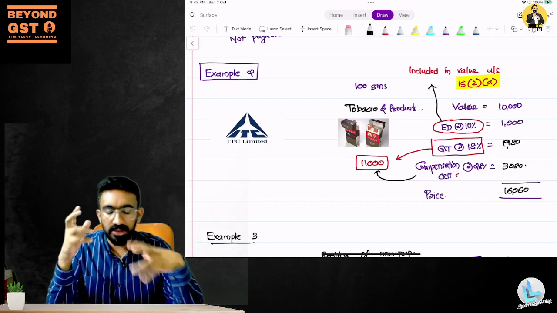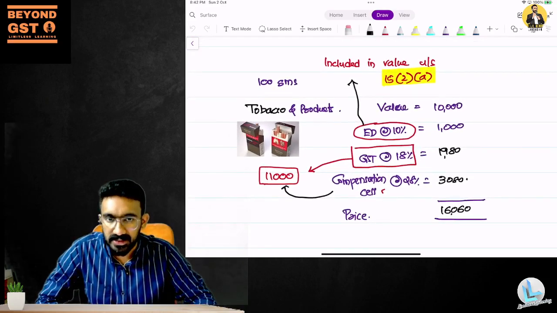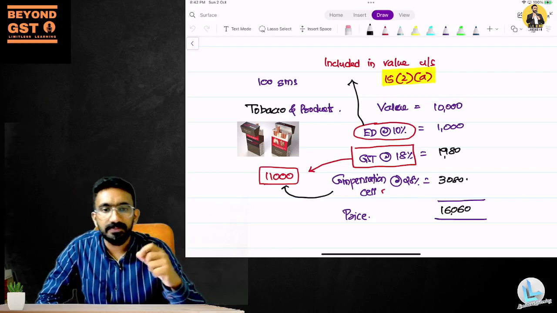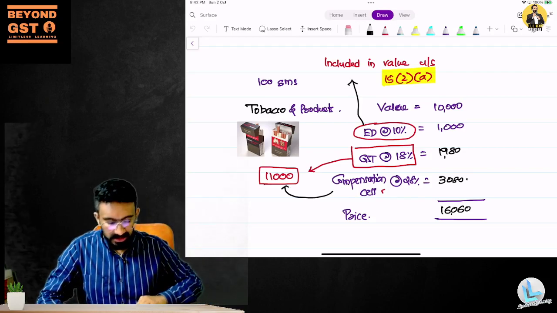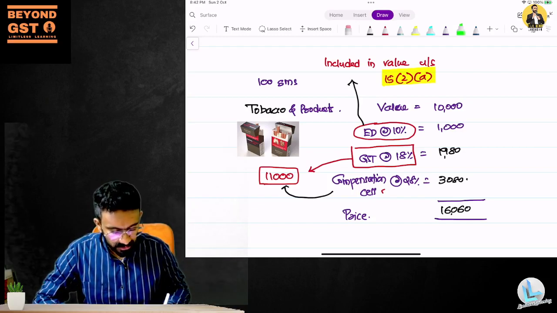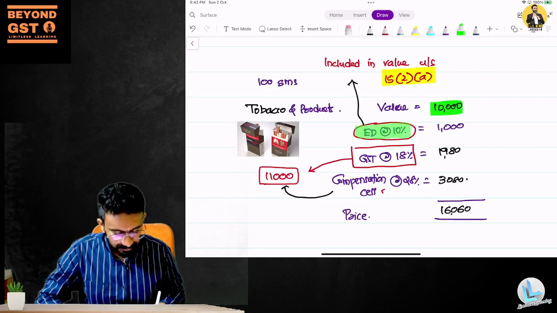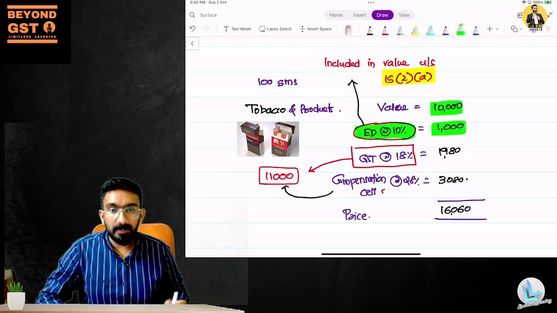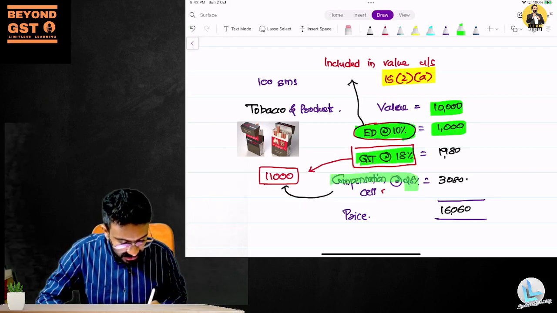Now think about 100 grams of tobacco and tobacco product manufactured by ITC. How would the tax structure come? Say they manufactured tobacco worth 10,000 rupees. Assume they have manufactured tobacco worth 10,000 rupees. Now excise duty will come first, 10%, which is 1,000. Apart from that, we have GST and we have compensation cess.